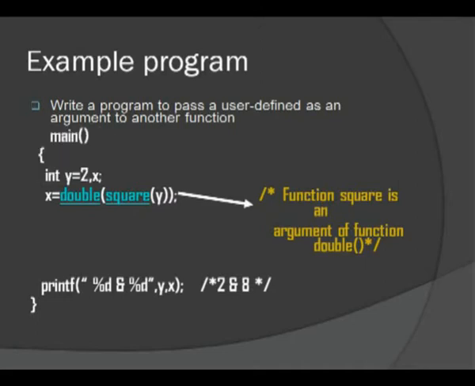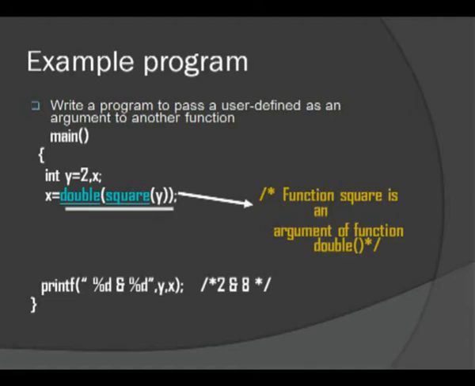We start with the main function and here we have declared two variables, y is 2 and x. And here if you see, x is equal to double, itself a function, within parentheses the square is a function and this y is an argument. So, you are having these many arguments over here: double, square is the first argument, and this y is the inner argument for that square. So, what happens when the compiler sees such a statement?